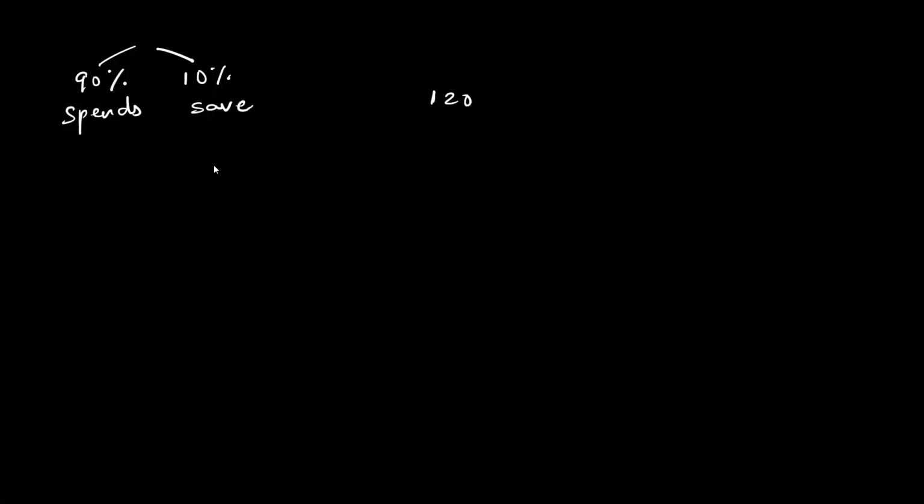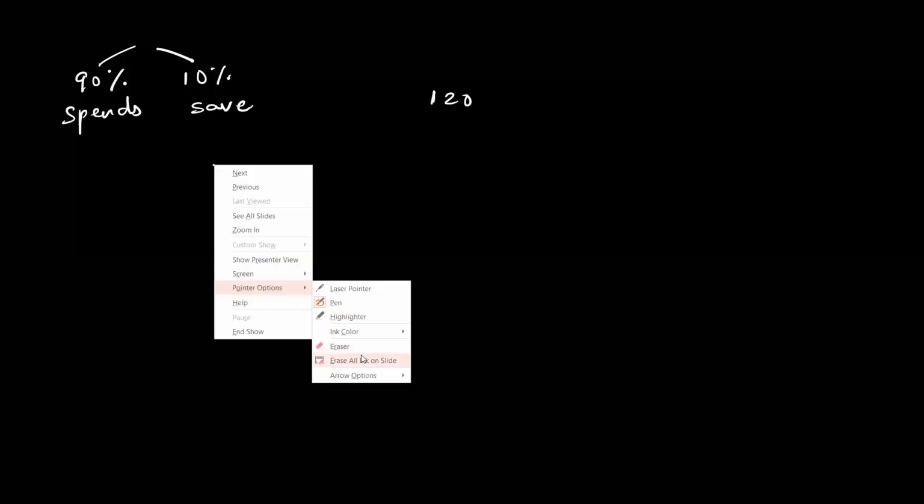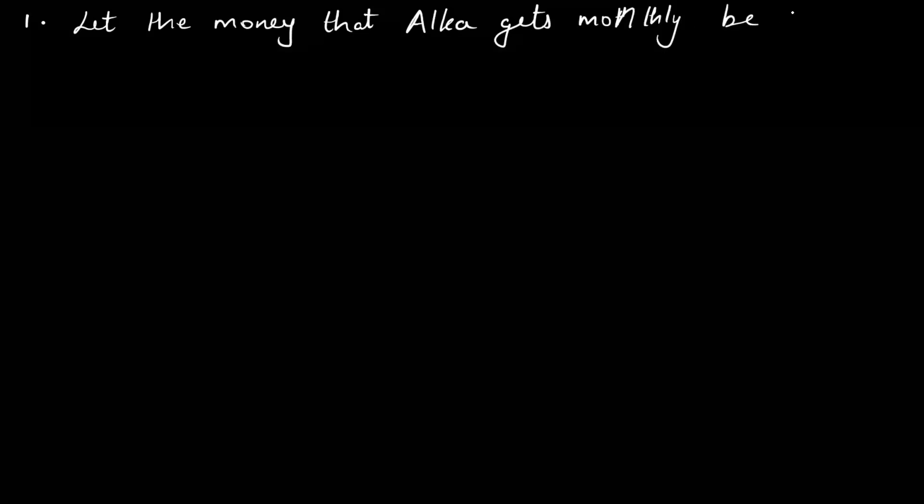So I'll be writing a few statements. I want you all also to write the same statements. What they're asking us is how much money does she get monthly? So let the money that Alka gets monthly be rupees X. This is the amount she gets every month. This we need to find.